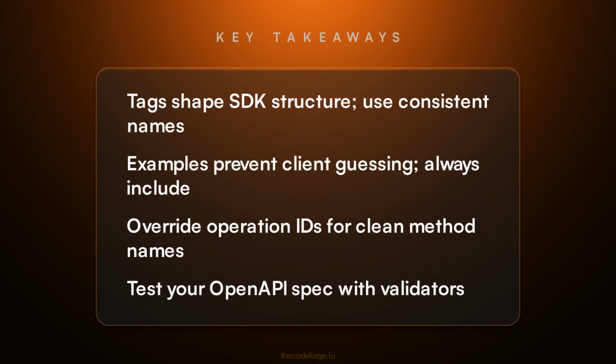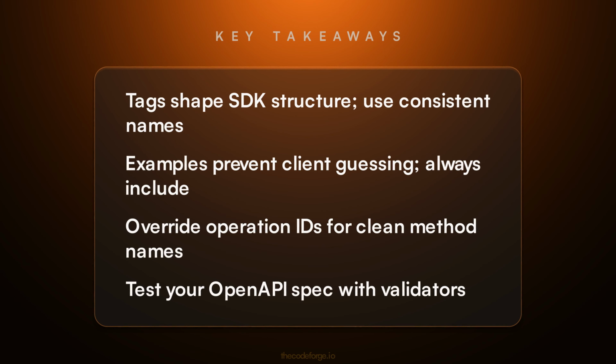To recap, tags organize your endpoints, examples prevent integration issues, and explicit operation IDs ensure clean SDKs. Always test your OpenAPI spec to catch regressions.